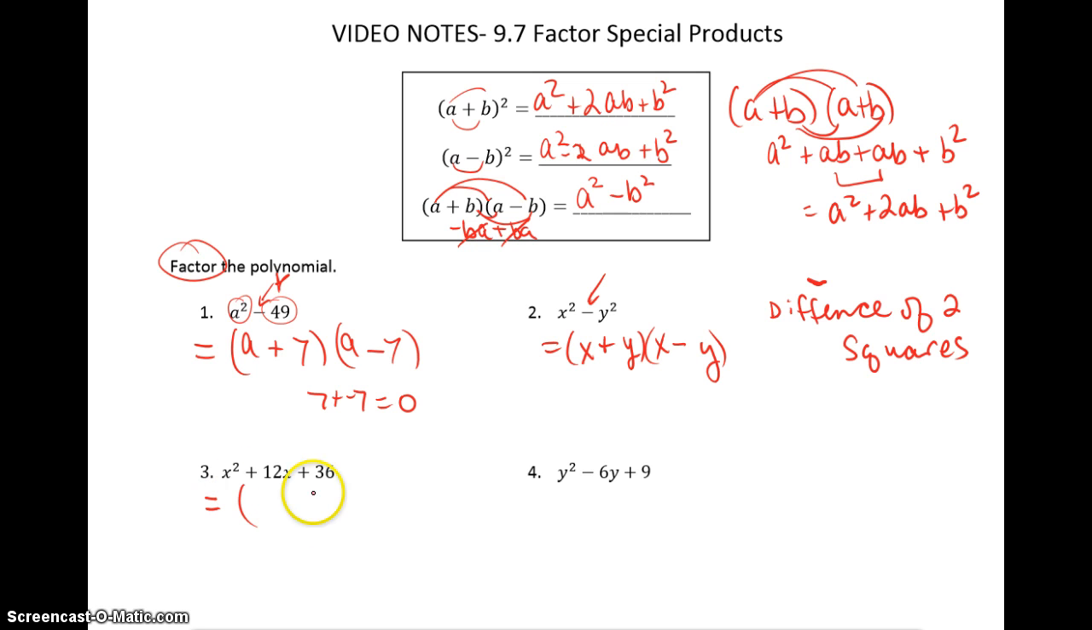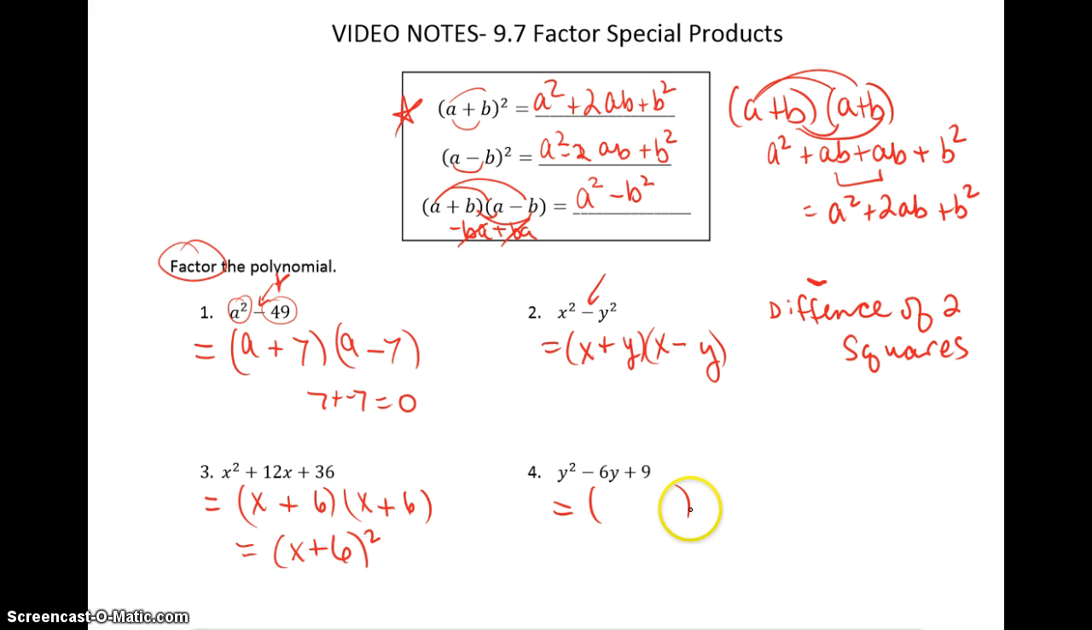On number 3, we factor like normal, x times x, what times what is 6 that adds up to 12? We would get 6 and 6. The signs are the same and they're both positive. Now we can leave our answer like that, but I want you to notice back up here at the top of the box, we can actually write those binomials as (x plus 6) squared. So we have two ways we could write it. The first way is with the two parentheses, (x plus 6)(x plus 6). Or we can write it (x plus 6) squared.